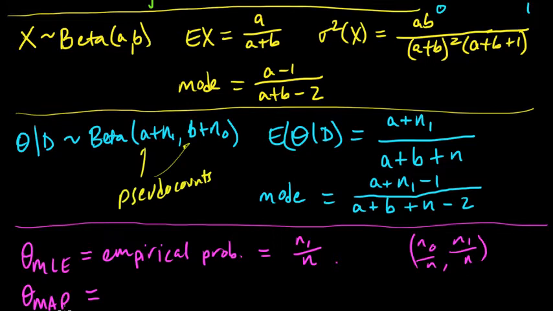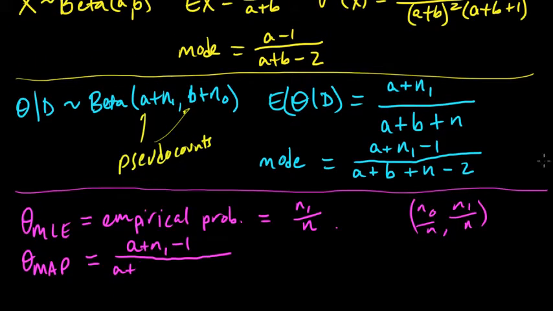Because what's the MAP? Well, it's the maximum a posteriori estimate, and we have the posterior distribution. We've got it right here in our hands. This is the posterior distribution, and the maximum a posteriori, the maximum, is the mode. That's the definition of the mode. So this is the MAP. We've got it right there: a plus n1 minus 1 divided by a plus b plus n minus 2. So that's just our MAP. We just got it.